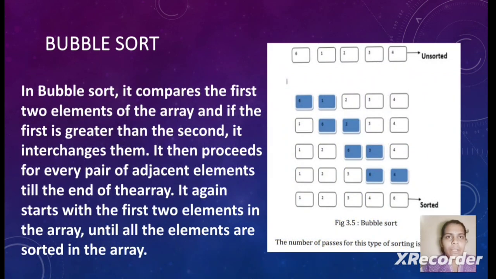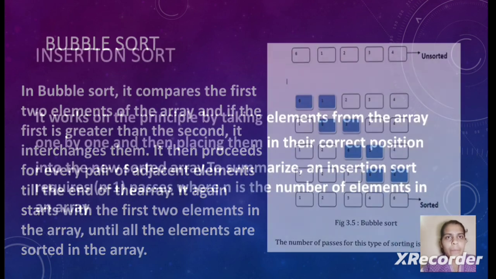Bubble sort. In bubble sort, it compares the first two elements of the array, and if the first is greater than the second, it interchanges them. It then proceeds for every pair of adjacent elements till the end of the array. It again starts with the first two elements in the array until all the elements are sorted in the array.